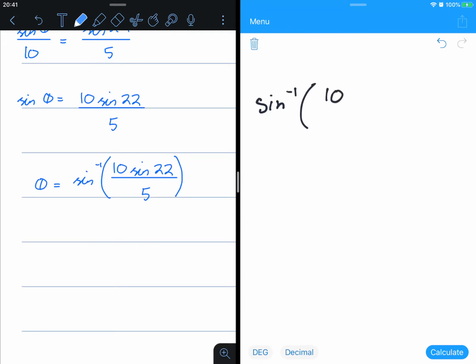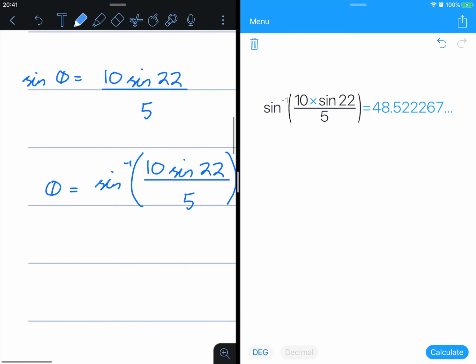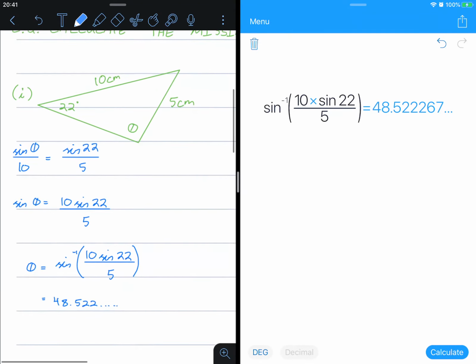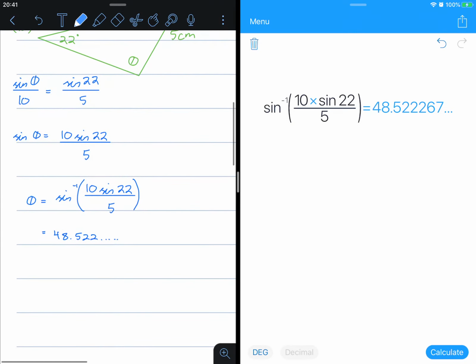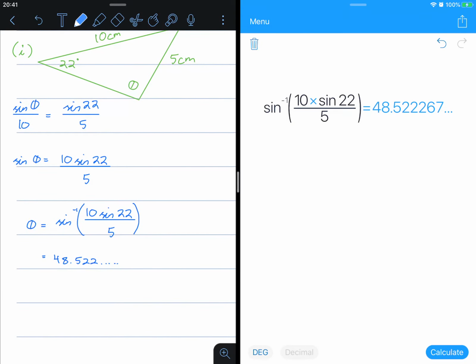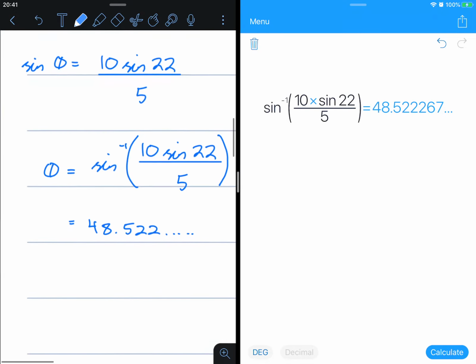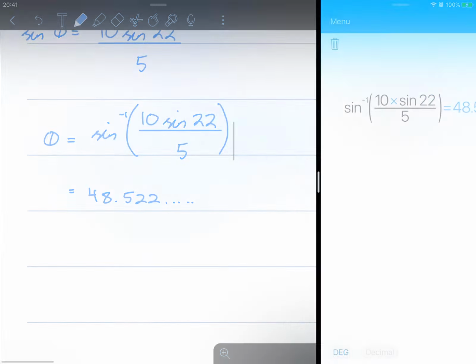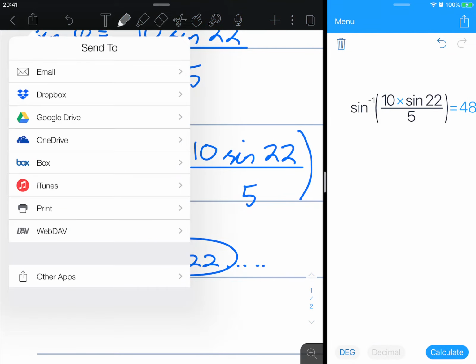Sine inverse of 10 sine 22 all over 5 gives us 48.522 degrees. But take a look, we clearly see that this angle is larger than 90 degrees, so it can't possibly be 48 degrees. In a scenario like this, theta is not what we calculated. To calculate theta, we need to do 180 take away the answer that we found.